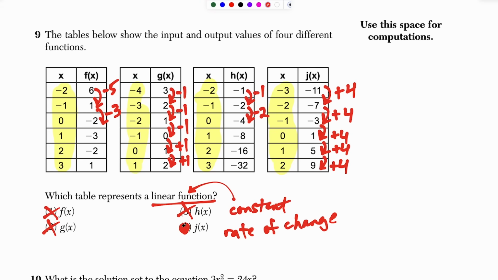What you could also do is use the scrap paper in the back of the test and just draw this out. So let's say you have 3 hours to take the Regents. You could just plot these points and see which ones form a straight line. And it's going to be choice 4.